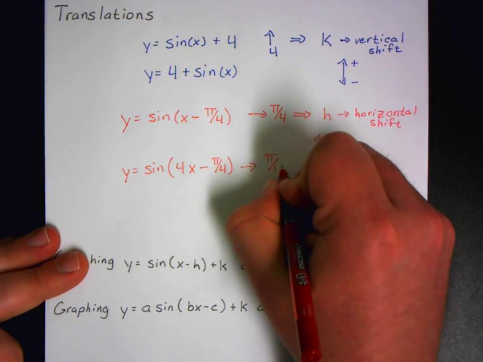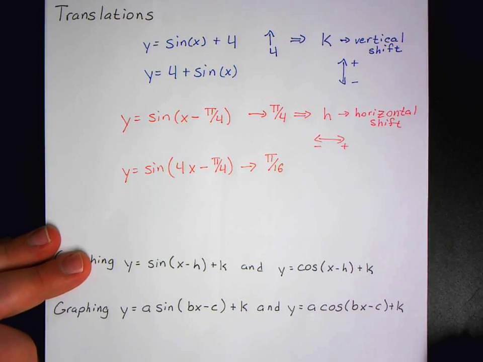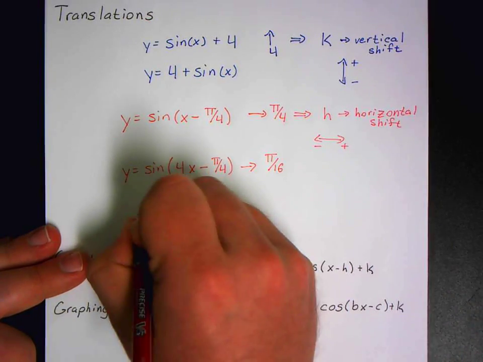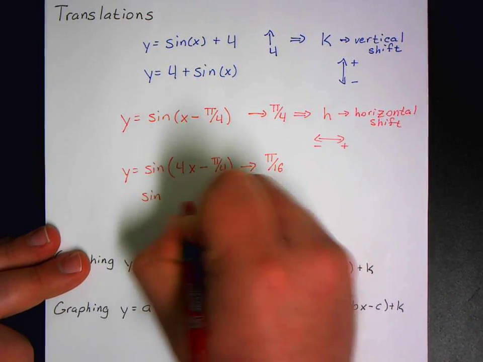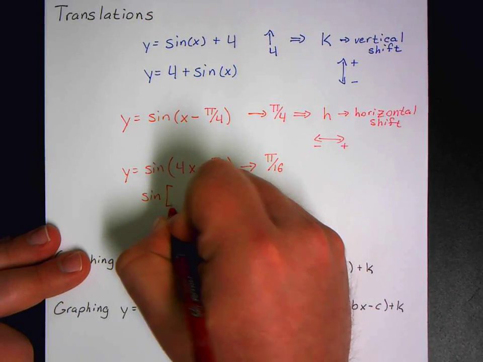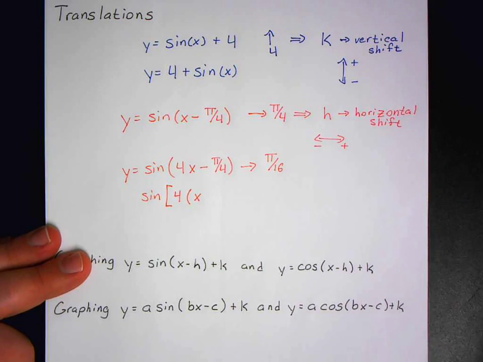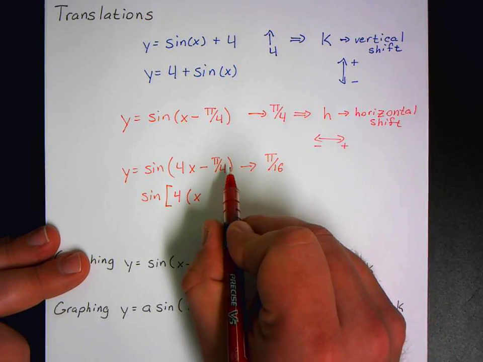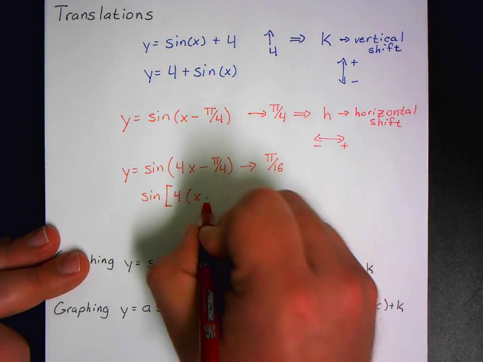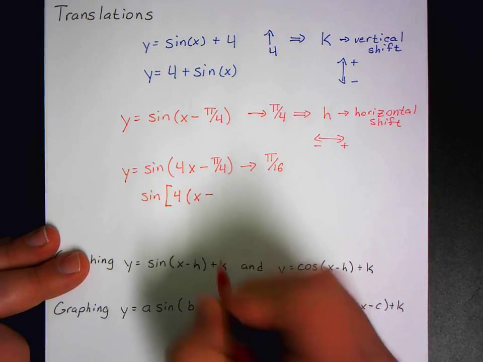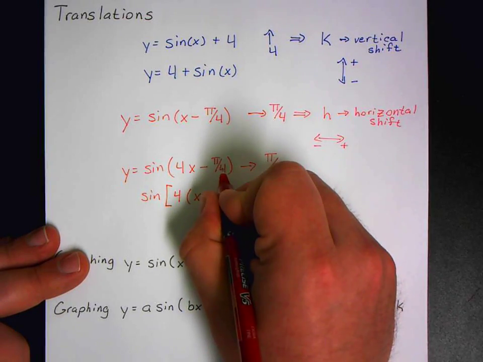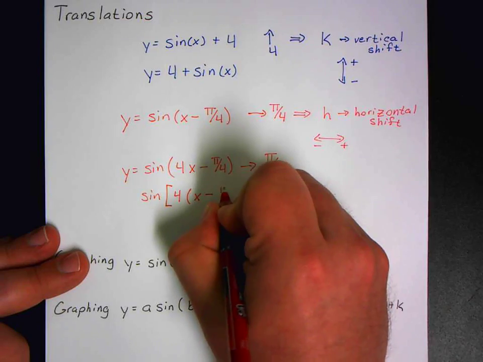Whenever you're doing this, to get your H, what you have to do is x has to be by itself. So you have to pull that 4 out. If you take 4 out of that, you have to take 4 out of the pi over 4. Now what we're doing is we're dividing, which means pi over 4 divided by 4 would be pi over 16.